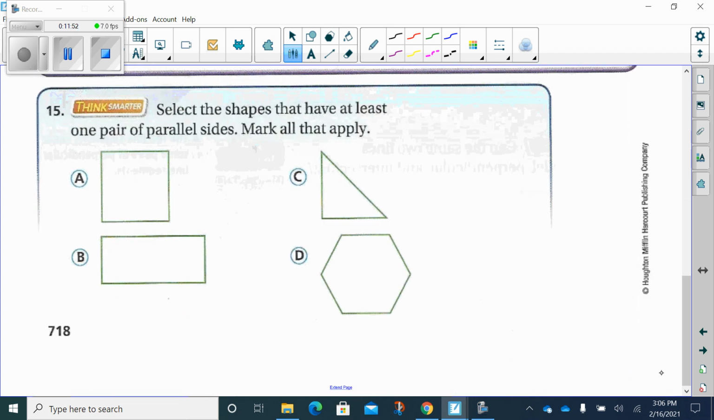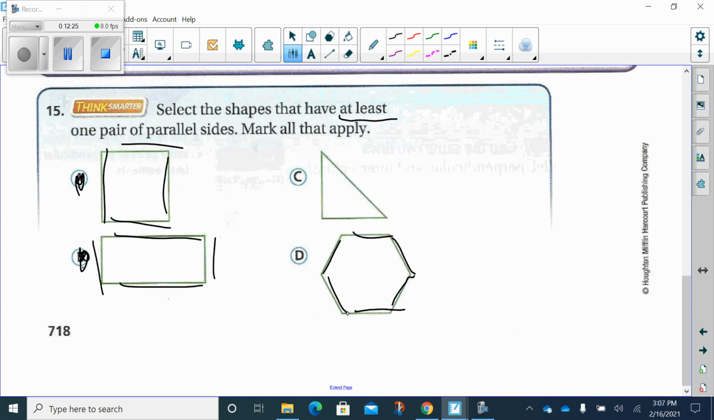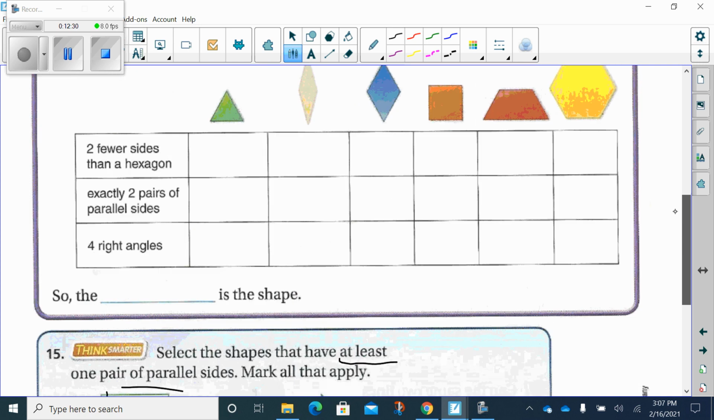Let's go down to 15. Select the shapes that have at least one pair of parallel lines. Well, A does, doesn't it? This is parallel, this is parallel. Well, this is parallel, these are parallel. There's at least one there, there's two there, and two there. Ooh, C, I don't see any parallel lines. What about D? I see parallel, I see parallel, and I see parallel. I see three pairs of parallel lines. So it's A, B, and D. Okay.